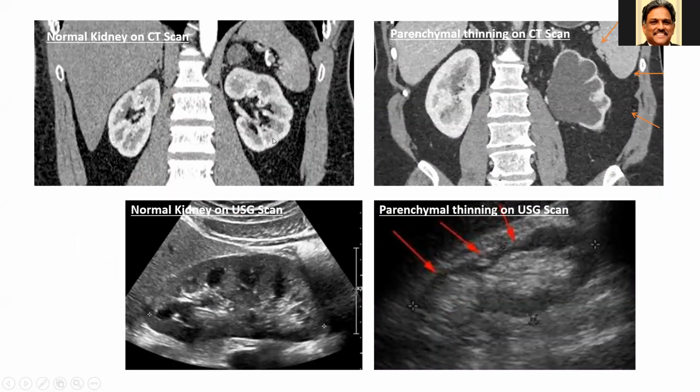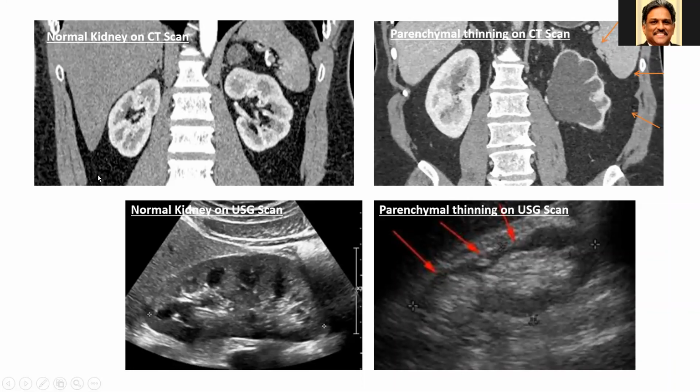In a normal person, when you do a contrast CT, you see a good parenchyma. But when a patient has suffered an insult of ureteric obstruction for a long time, secondary to a stone or a PUJ obstruction, the parenchyma eventually takes the brunt of the insult and thins out, and this kidney becomes non-functional and can be a source of infection and needs to be removed. This is how a healthy kidney looks on an ultrasound image, and this is a kidney with thinned out parenchyma.